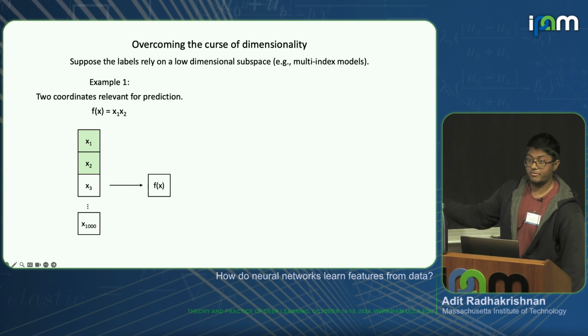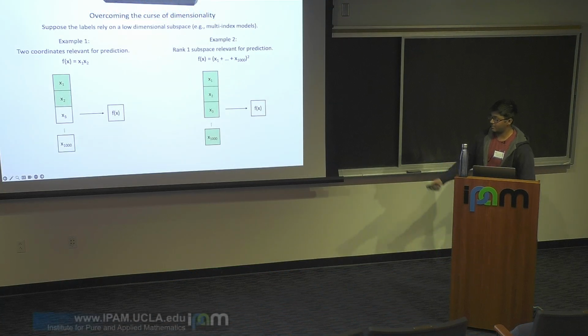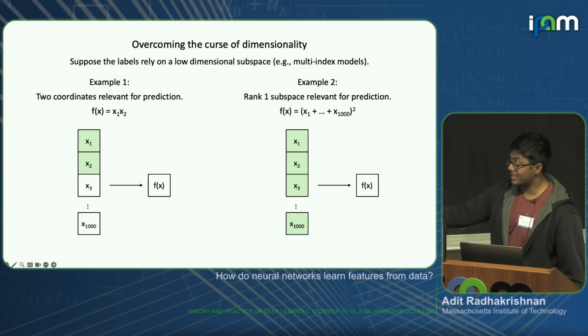And while this is a matter of coordinate selection, this problem is more general. It could be a subspace. In this case, suppose that my label really just depends on the sum of the 1,000 coordinates. This is just a one-dimensional measurement. If I can learn to project onto this vector, then I really only need very, very few samples to solve this problem. Okay. And so if we're able to do even this efficiently, we can overcome the curse of dimensionality.